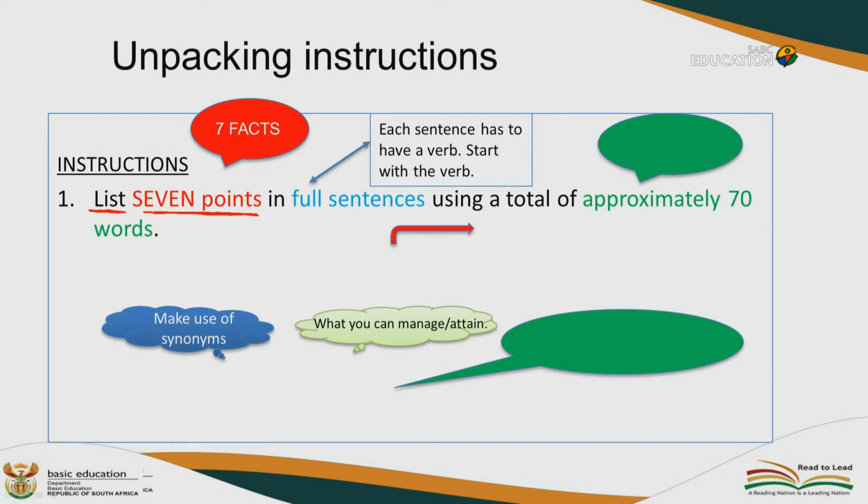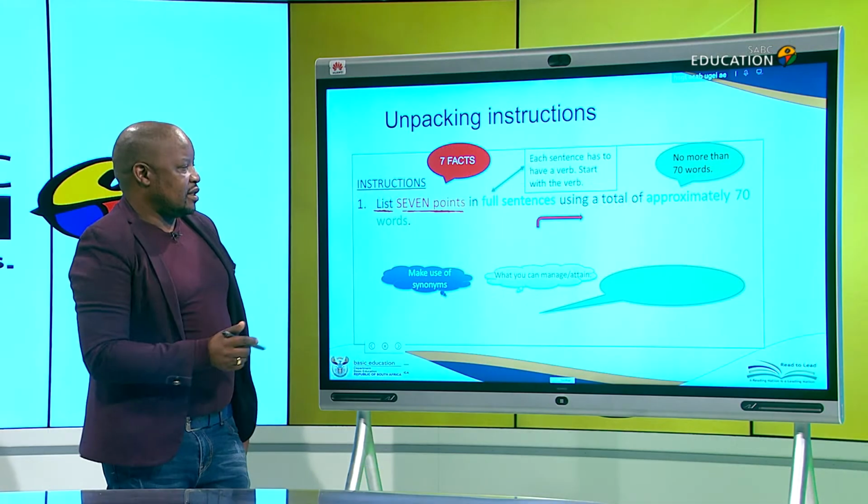A verb, it's a doing word. A word that shows an action in a sentence. Your sentences must have a verb. And using approximately 70 words, not more than 70 words. We're going to do this practically. What do you mean by 70 words?